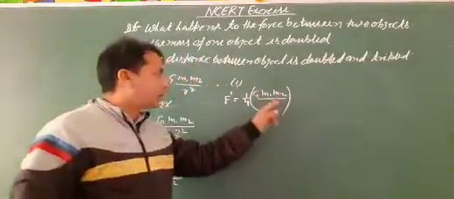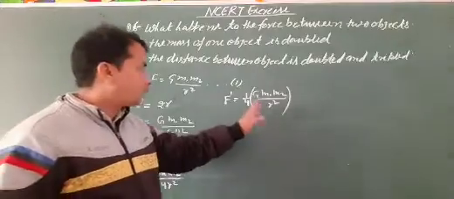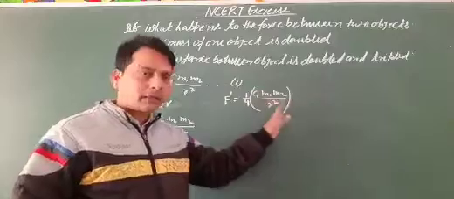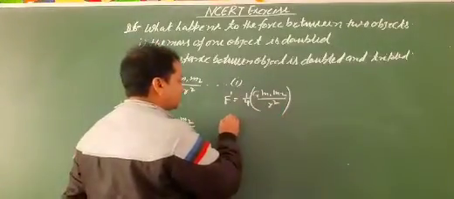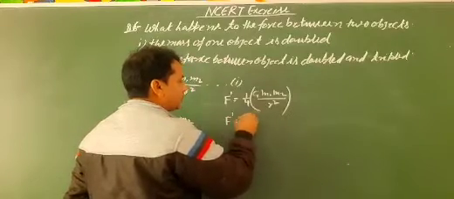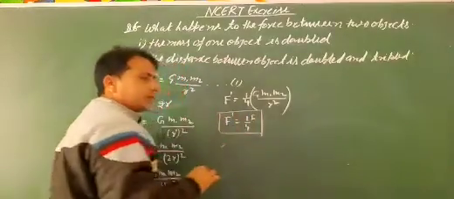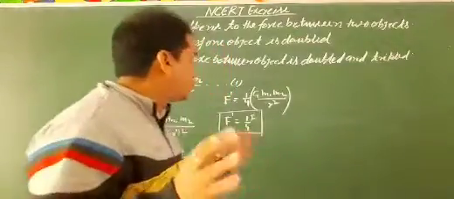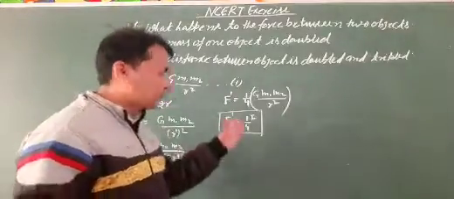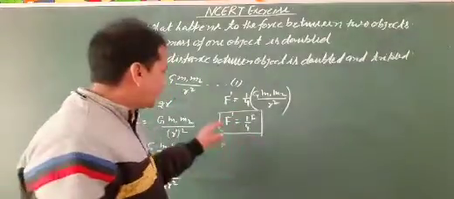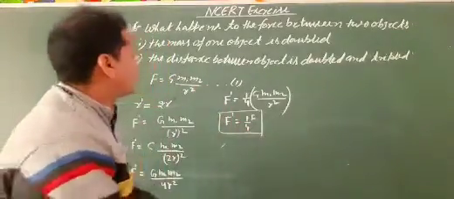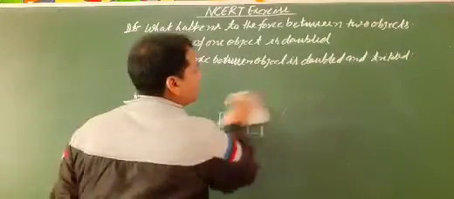And G m1 m2 by r square is the original gravitational force, so in its place we can write F. Then F dash equals 1 by 4 F. So if the distance between two objects is doubled, then the new gravitational force becomes one fourth of the original gravitational force. Now next is the case where the distance between the objects is tripled.